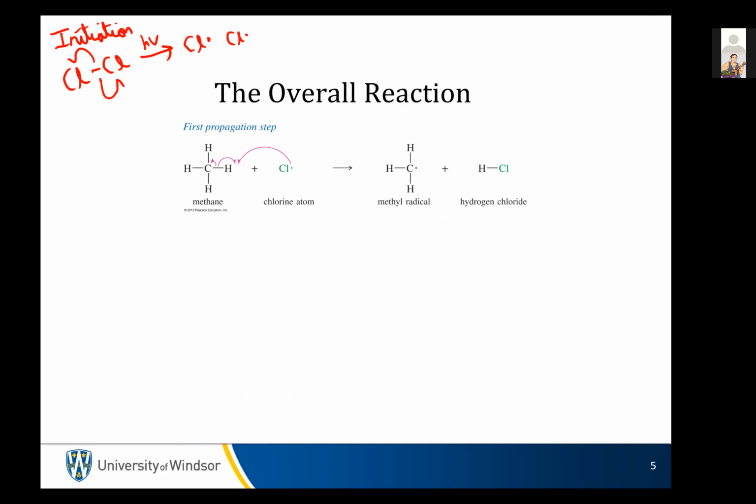So the chlorine radical reacts with something, and what it's looking around for is the weakest bond to react with. Chlorine does not want to be a radical. It wants to be anything but a radical. It's going to react with something.